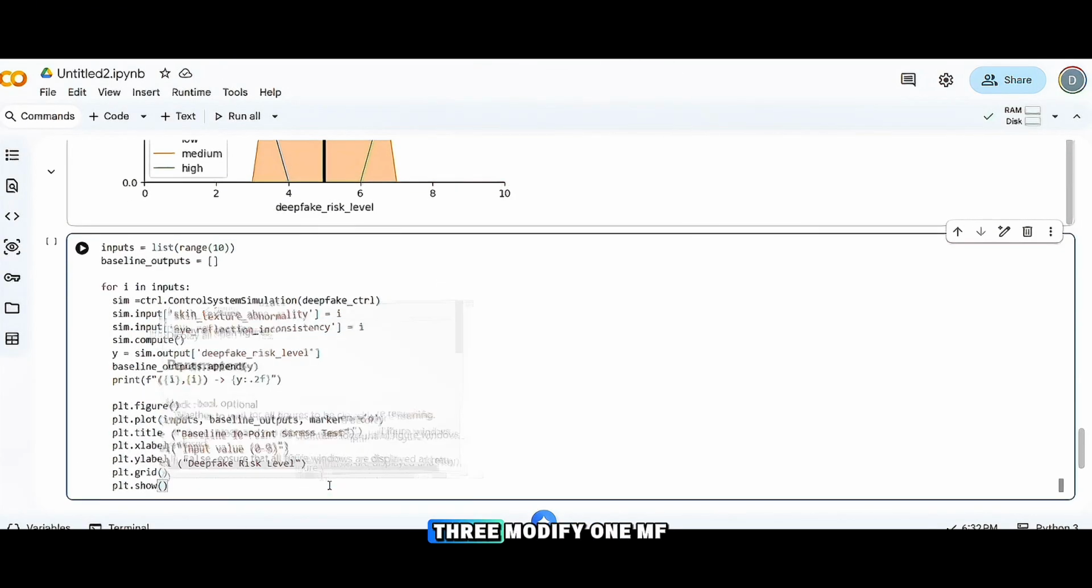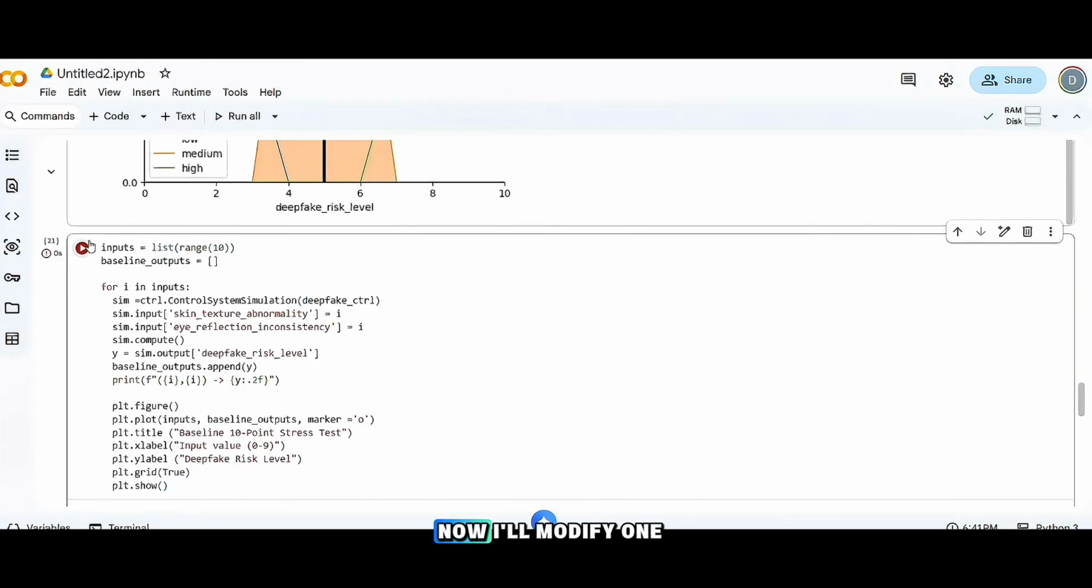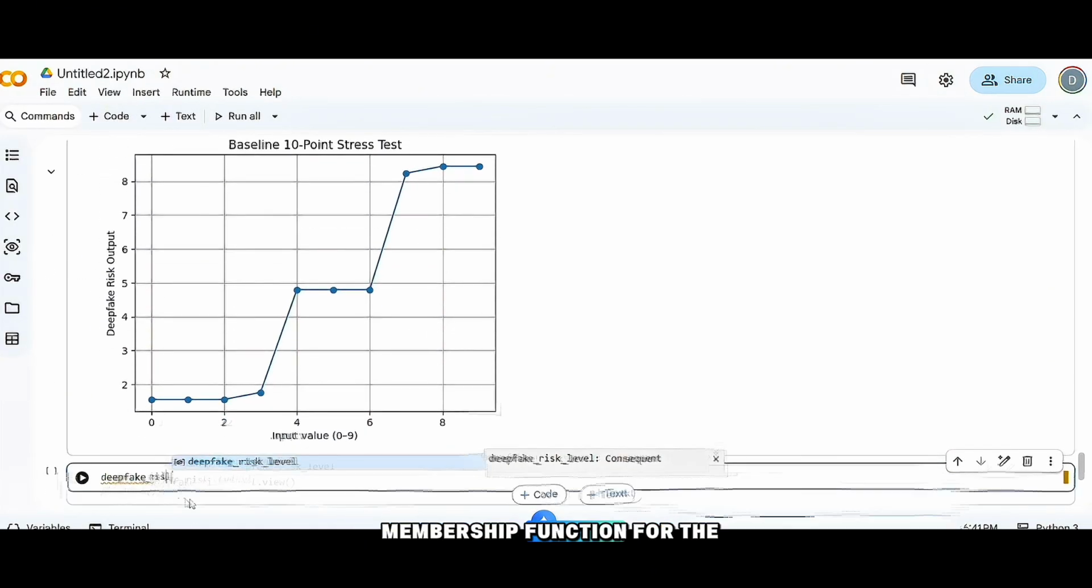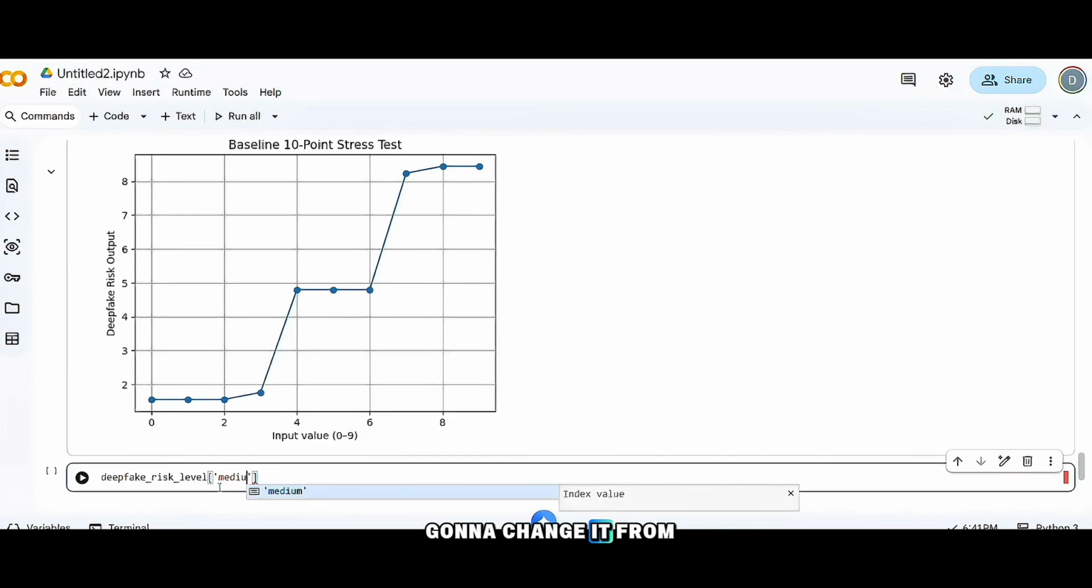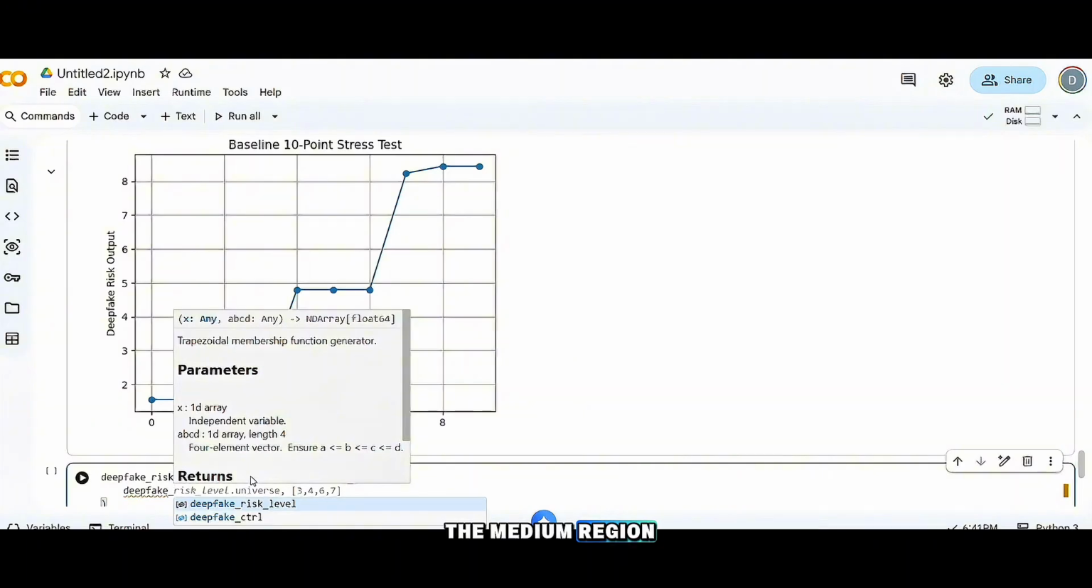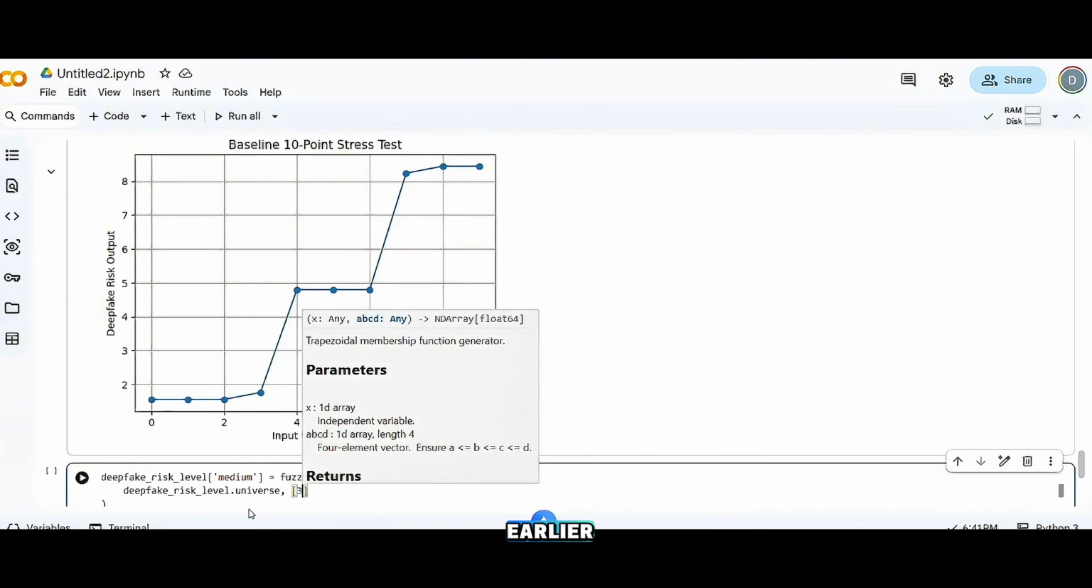Okay, so for step 3, modify one MF parameter. Now I'll modify one membership function parameter. So here we are adjusting the output membership function for the medium deepfake risk level. We're going to change it from 3, 4, 6, 7 to 3, 4, 5, 7. This single change narrowed the medium region, meaning that the system should leave medium risk earlier.